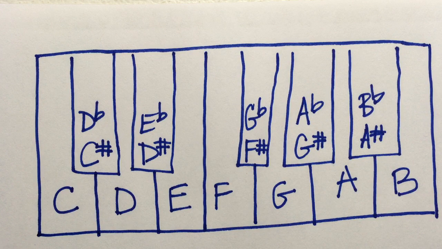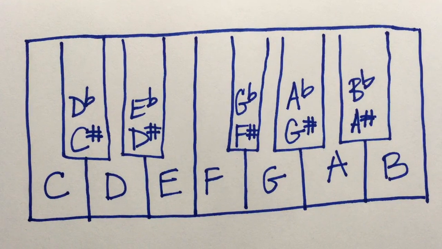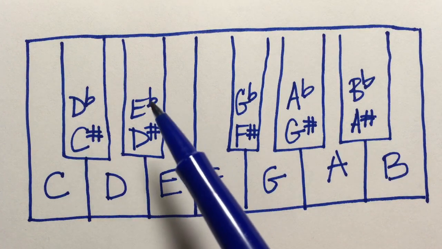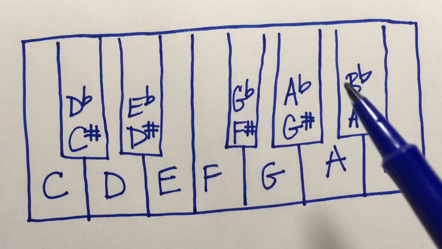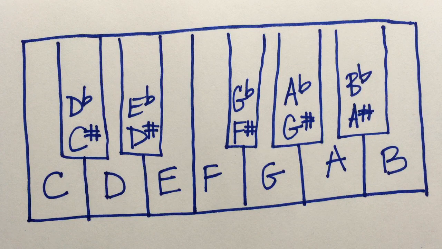So some enharmonic combinations. Those are your five common enharmonic tones: D flat and C sharp, E flat and D sharp, G flat and F sharp, A flat and G sharp, B flat and A sharp. There are some others that are less common, but you still need to know. There's a half step here between E and F. So E sharp would be F. F flat would be E.